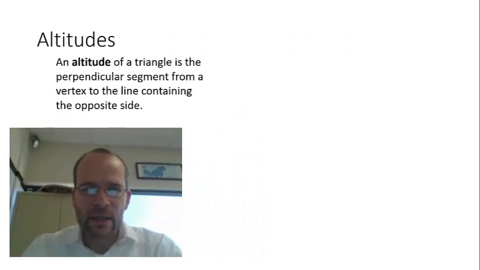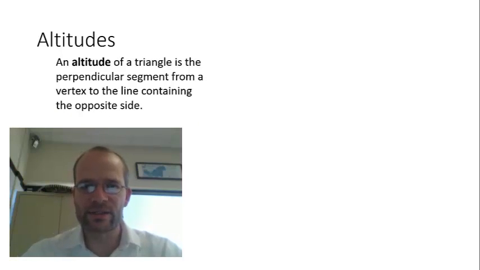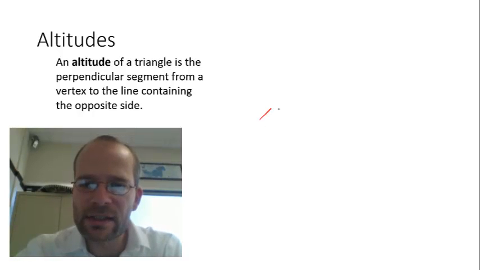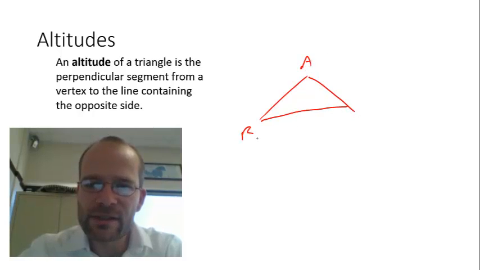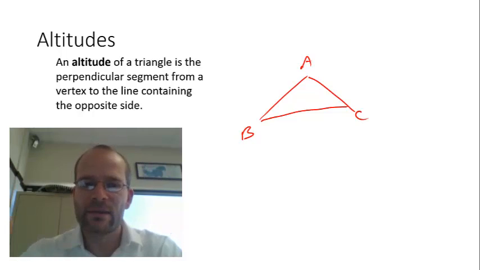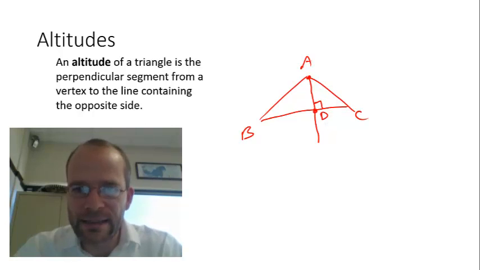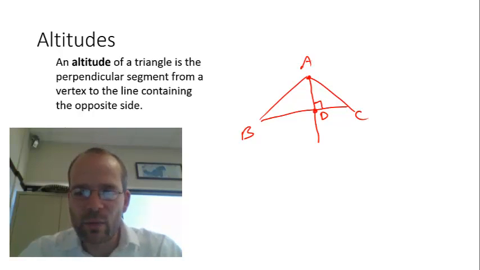First, for a definition, an altitude of a triangle is the perpendicular segment from a vertex to the line containing the opposite side. So let's look at some obvious examples, and then we'll look at some that are slightly less obvious. Here's triangle ABC, and if I asked you to identify the altitude to vertex A, we know it's the perpendicular segment from A to line BC, or the line containing BC, and so we're talking here about just this segment here. We'll call that AD. So AD is the altitude with respect to vertex A.